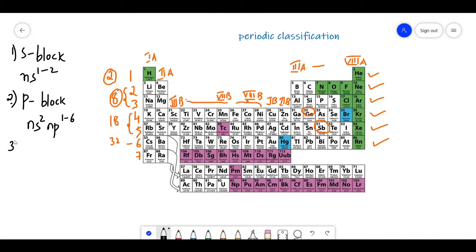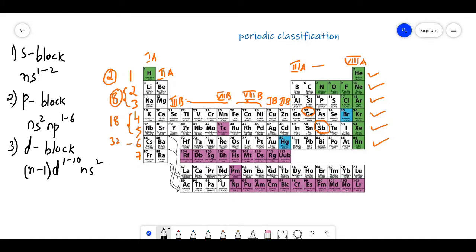Next, the third block is D. In this, the differentiating electrons enter the penultimate orbital. What is meant by penultimate is the n minus 1 orbital, so n minus 1 d. Here the general configuration is (n-1)d 1 to 10, ns2.